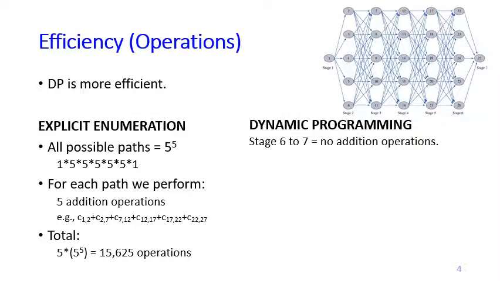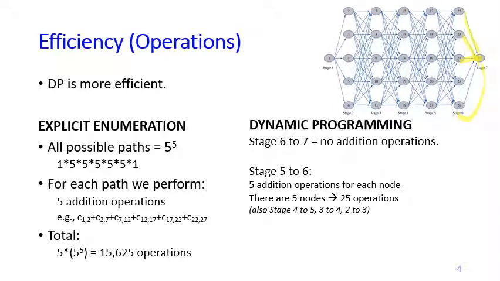On the other hand, if we use dynamic programming, from stage 6 to stage 7, there is no addition, because you just take the length of the distance from one node to node 27. So no adding anything. And then from stage 5 to stage 6, we have 5 addition operations for each node, because one node can go to another 1, 2, 3, 4, 5. And then remember, you need to add this distance with the distance from there to the final node. So we have 5 addition operations for each node, and there are 5 nodes in this stage. So we do 25 operations, 5 times 5.